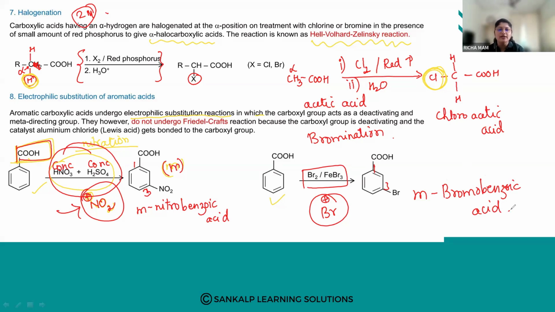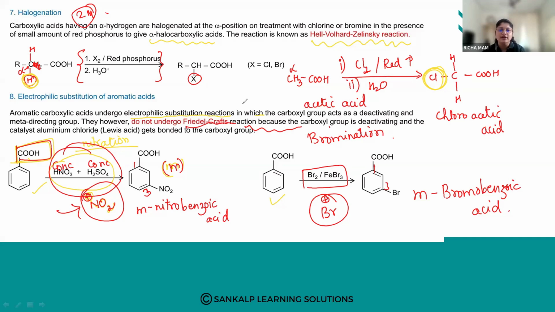So aromatic carboxylic acids do not undergo Friedel-Crafts reaction, because carboxylic acid is a deactivating group. The anhydrous AlCl3 will get bonded to its carboxyl group. Because the COOH group is a deactivating group.